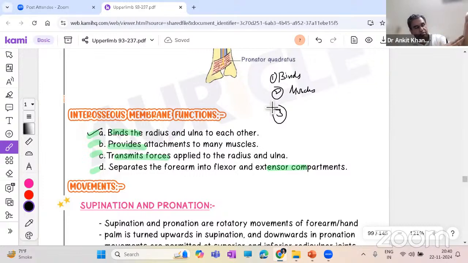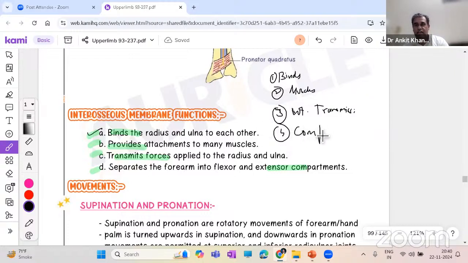Then from the radius, the weight will go to the ulna through the interosseous membrane. Then from the ulna it is carried into the elbow to the arm. This is how it helps in weight transmission. This is a very, very important point. It helps in weight transmission, and also it forms a boundary between two compartments.